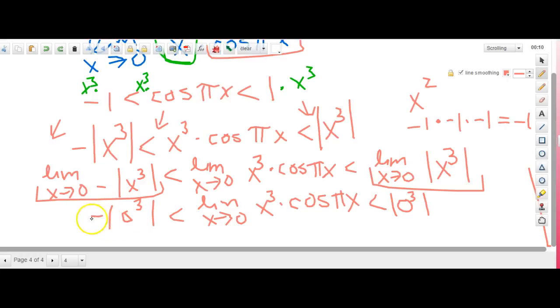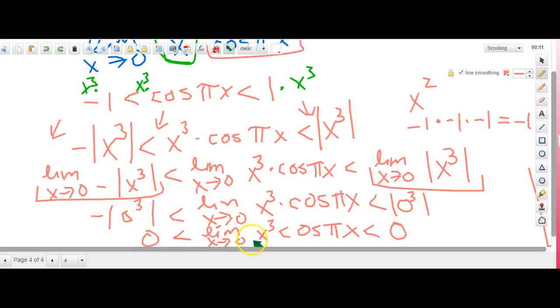So now over here, you can't have a negative 0. 0 cubed is 0. Absolute value of 0 is 0. Negative 0, still just 0. All of that becomes 0. We have our middle still the same. And 0 cubed, absolute value, still 0. So this has now been squeezed.